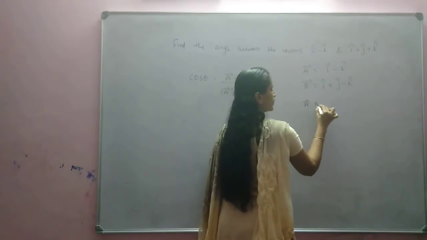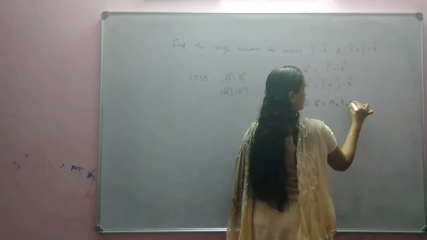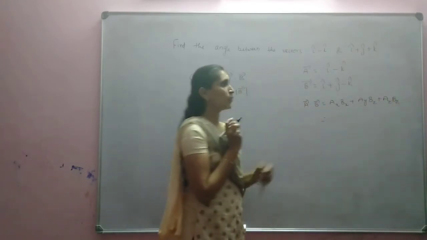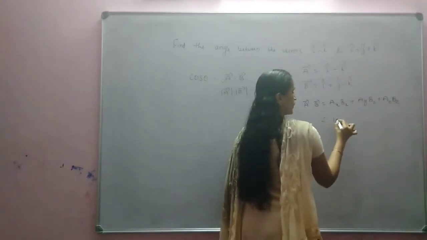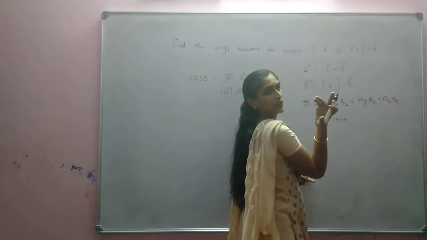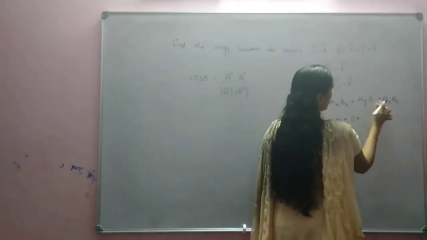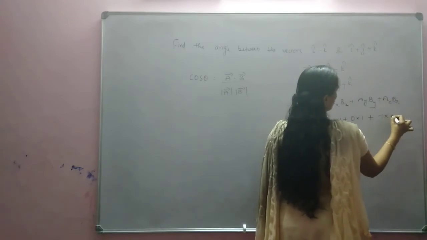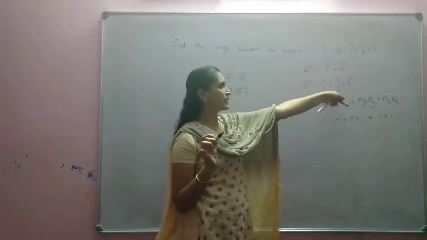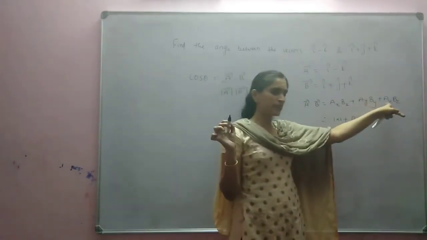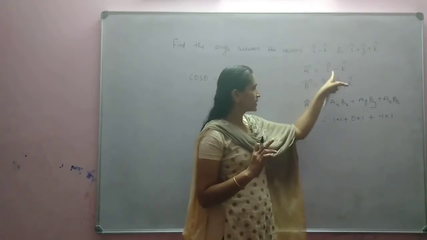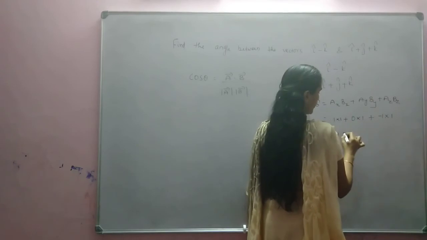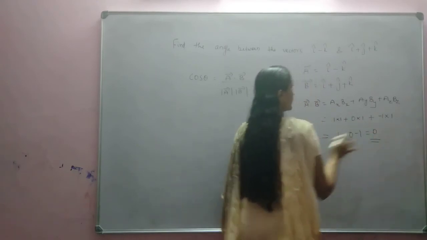A dot b is equal to AX BX plus AY BY plus AZ BZ. What is the value of AX? AX is 1, BX is 1, so 1 into 1. Here no j component is there, so 0 into 1. Then minus 1 into 1. So 1, 0 into 1 is 0, and minus 1. So you got a dot b is equal to 0.